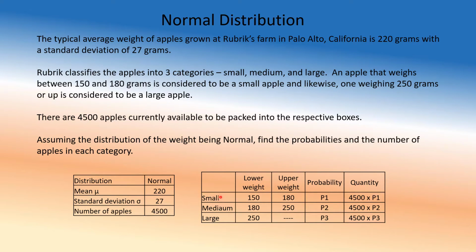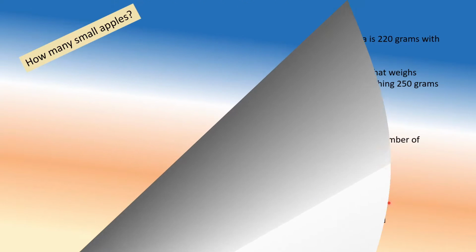They classify into three categories: small, medium, large. For small, between 150 to 180 grams is small. This is medium and this is large. So what we're going to do is find the probabilities of each and then multiply those by the number of apples available to find in each category how many apples we have. So this is it. So first let's focus on how many small apples.